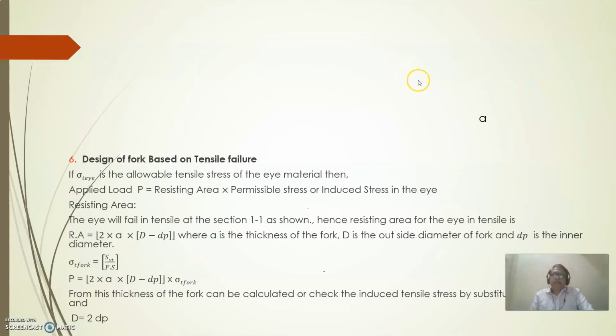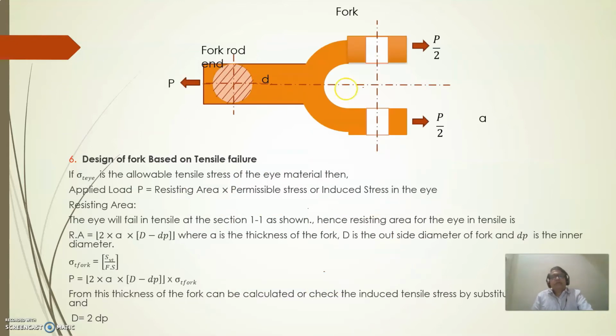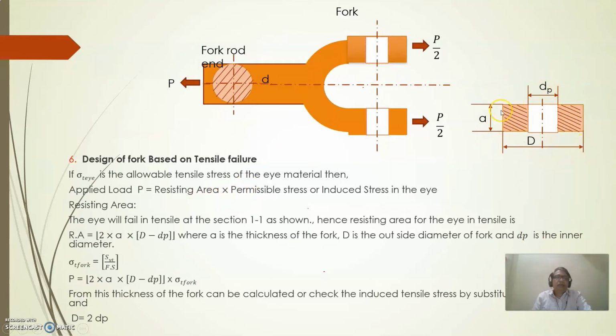The same thing I can explain, the design of the fork based on tensile failure, with the slides. So here, as I have shown, this is the fork. It is subjected to P by 2 on both sides. Hence, the area you are going to get is perpendicular to this. So that resisting area is given by (D minus dP) into A. Like this, one area you will get at this point, and the second area over here. So that is twice of A into (D minus dP). If sigma T is the allowable tensile stress for the fork material, then you can calculate SYT upon factor of safety, and you get that value.